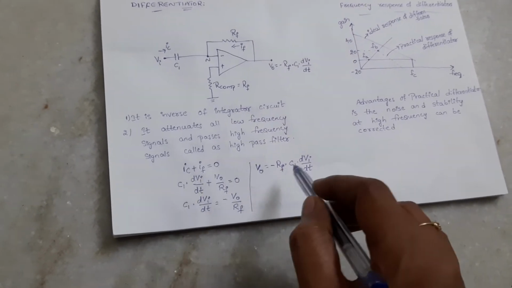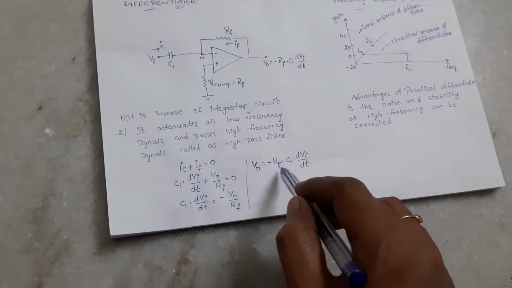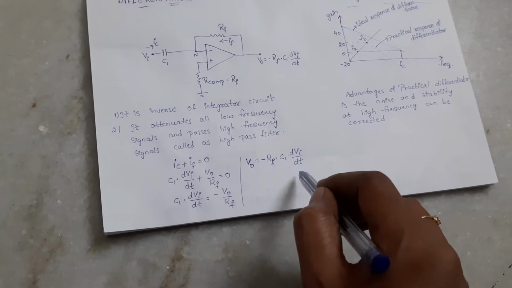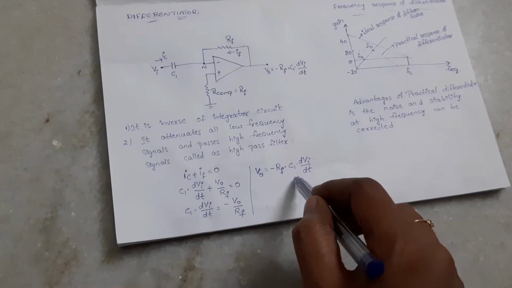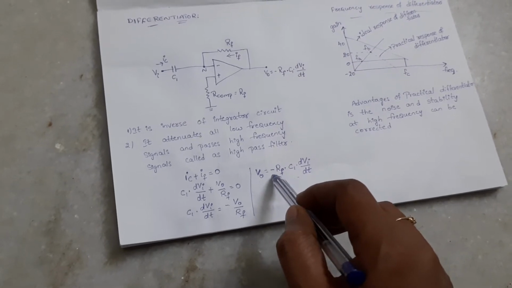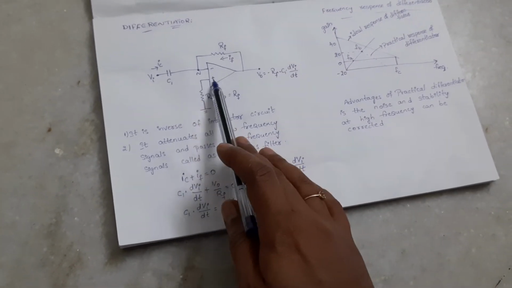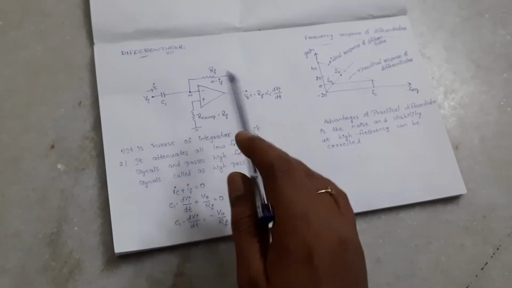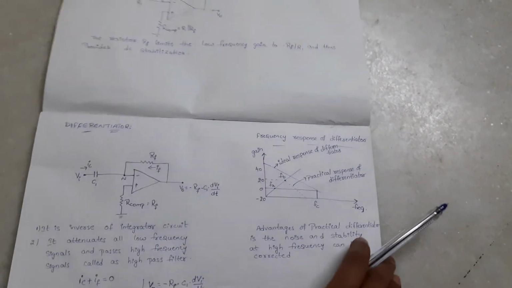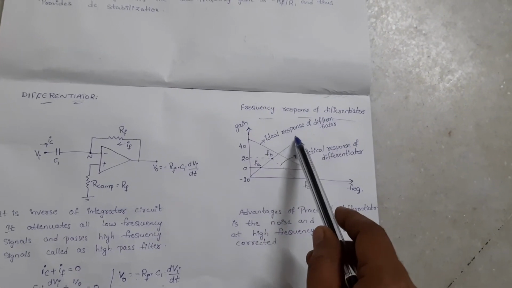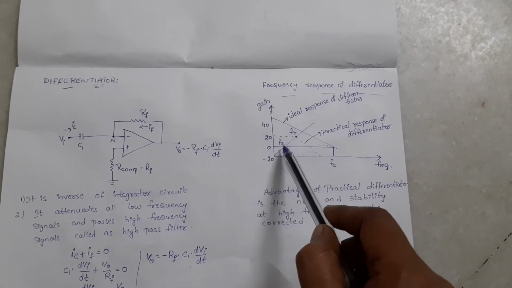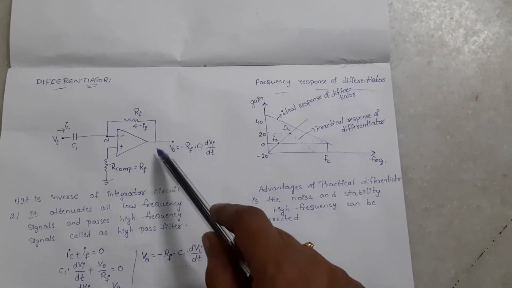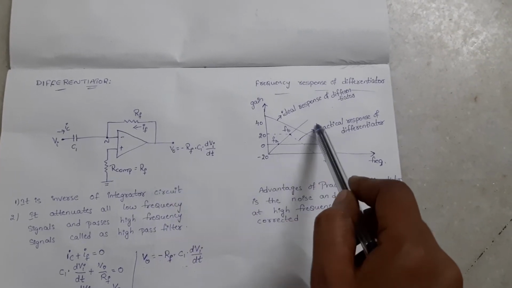As it is a differentiator, the output is nothing but the differentiation of the input signal with RF and C1. Here we are getting a negative sign. Why? Because we are using the inverting terminal. Now this is the frequency response of this differentiator circuit which we are discussing here.